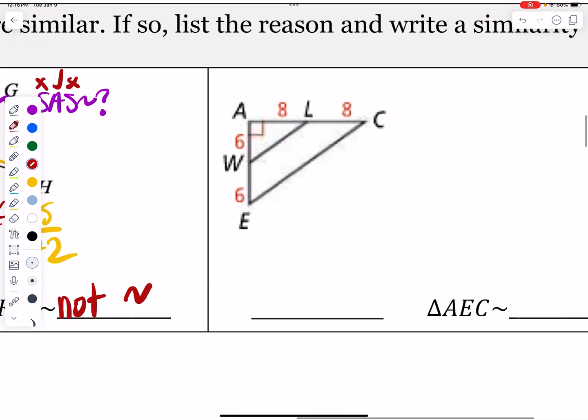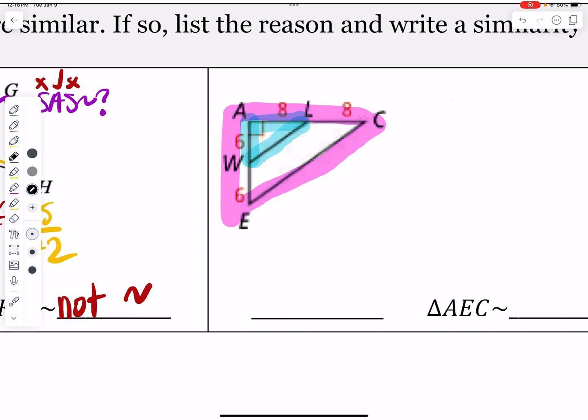So again, I have another one of these overlapping. So slow down. Little blue, big pink. And so this looks like SAS, but let's check. SAS. There's a right angle in between. So that A is checked off.